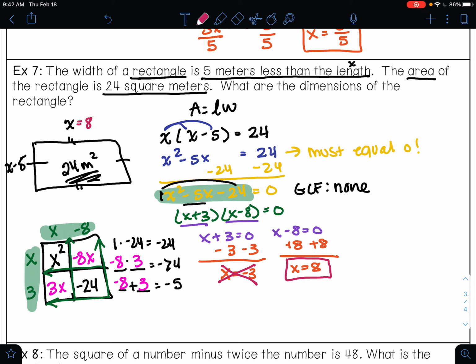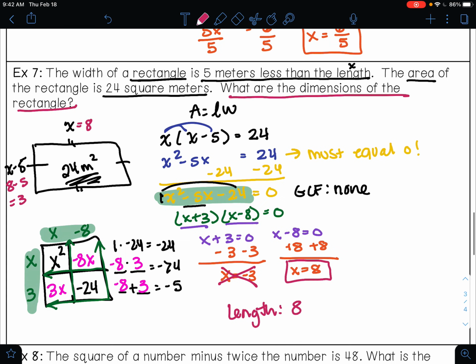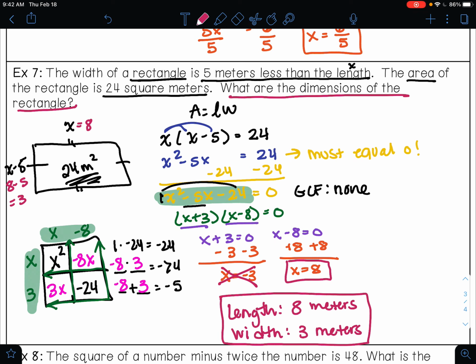So I know the length is 8 meters. Let's figure out the width. Well, the width will be 8 minus 5, which is 3. So I know they wanted to know what are the dimensions of the rectangle. The dimensions are that the length is 8 meters and the width is 3 meters. This is your solution.